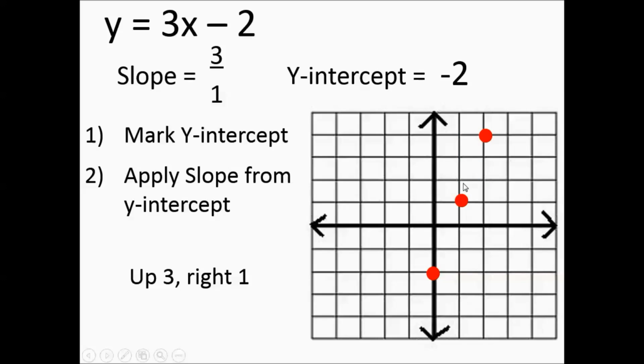And if you wanted to get a few points on the other side, you could always go down 3, left 1, down 3, left 1. Just retrace the steps that you were taking. And you can get a point down there. And there's your line. And you didn't have to do a table. Makes your life really easy. We're going to do a few more examples of this.